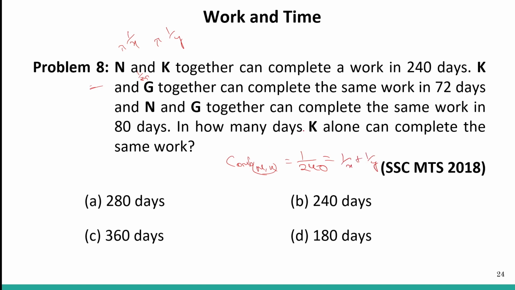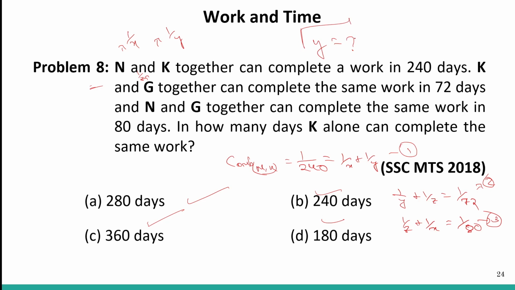And K and G together can complete the same work in 72 days. So 1 by y plus 1 by z is equal to 1 by 72. And given that N and G can together complete the same work in 80 days, 1 by z plus 1 by x is equal to 1 by 80. This is what is given to us. These are 3 linear equations, 1, 2, and 3, and we have to solve them. Will the answer be 280 days, 240 days, 180, or 360 days? That is, how many days K alone can complete the same work. We are asked about y here.